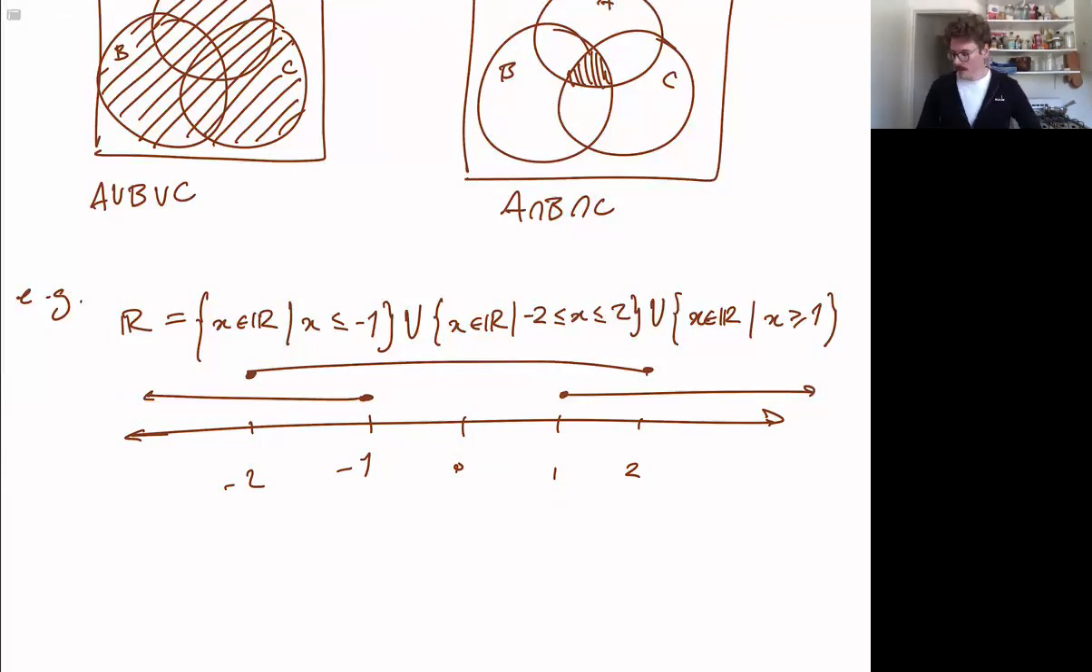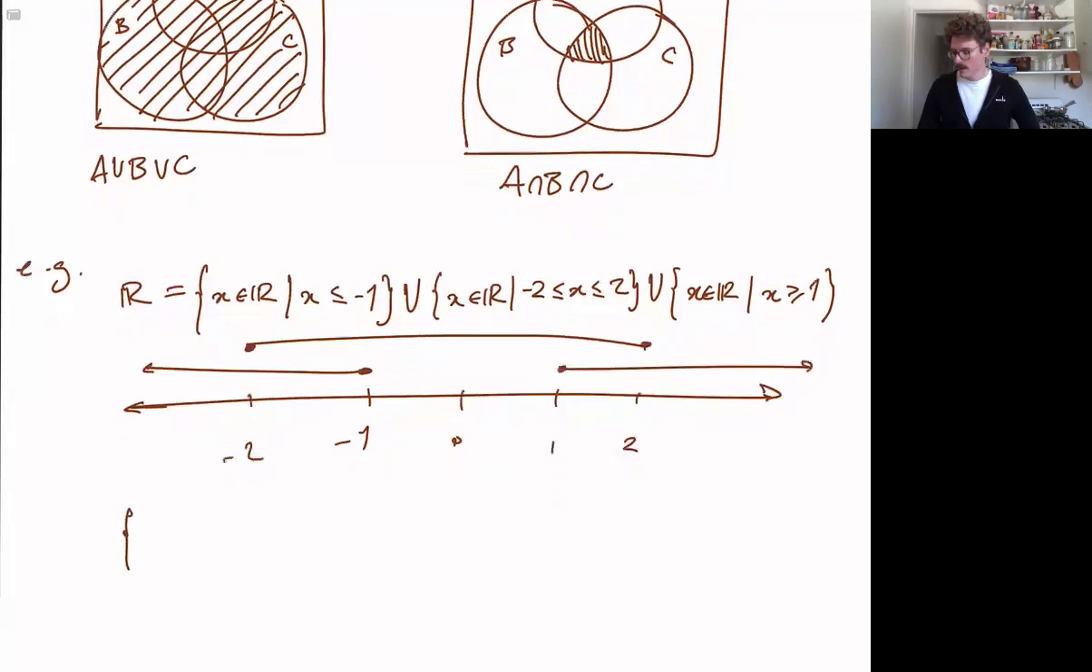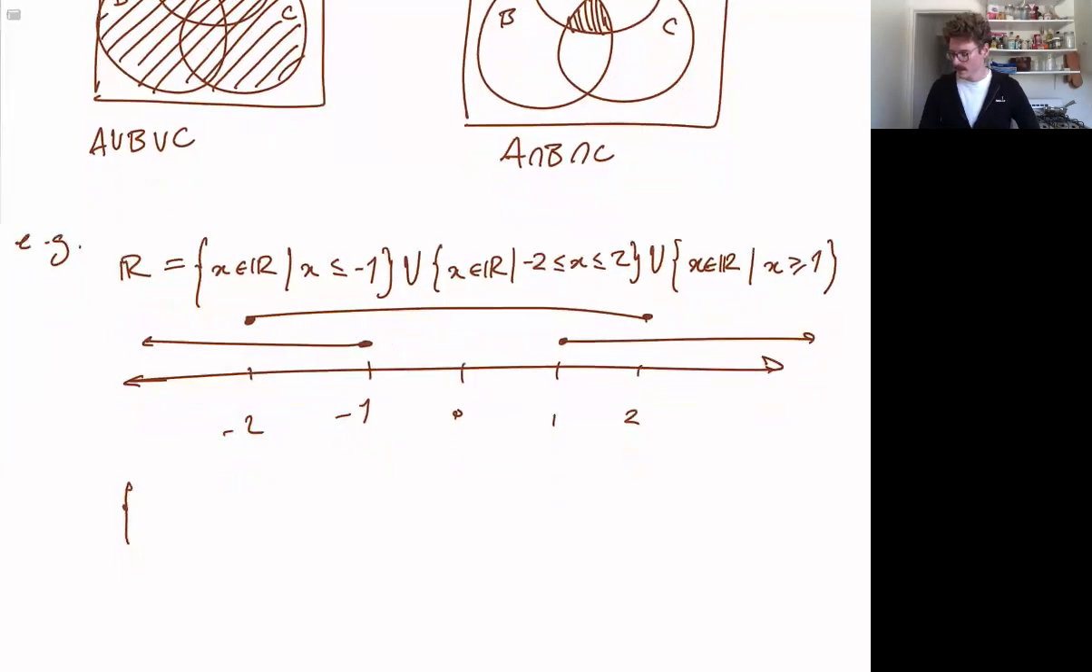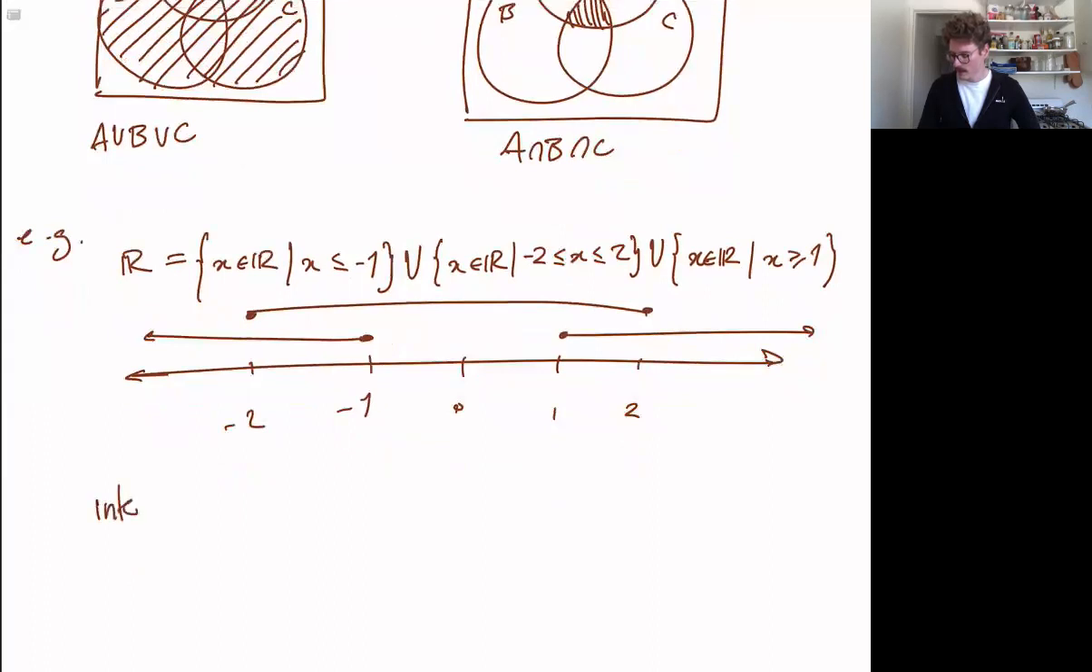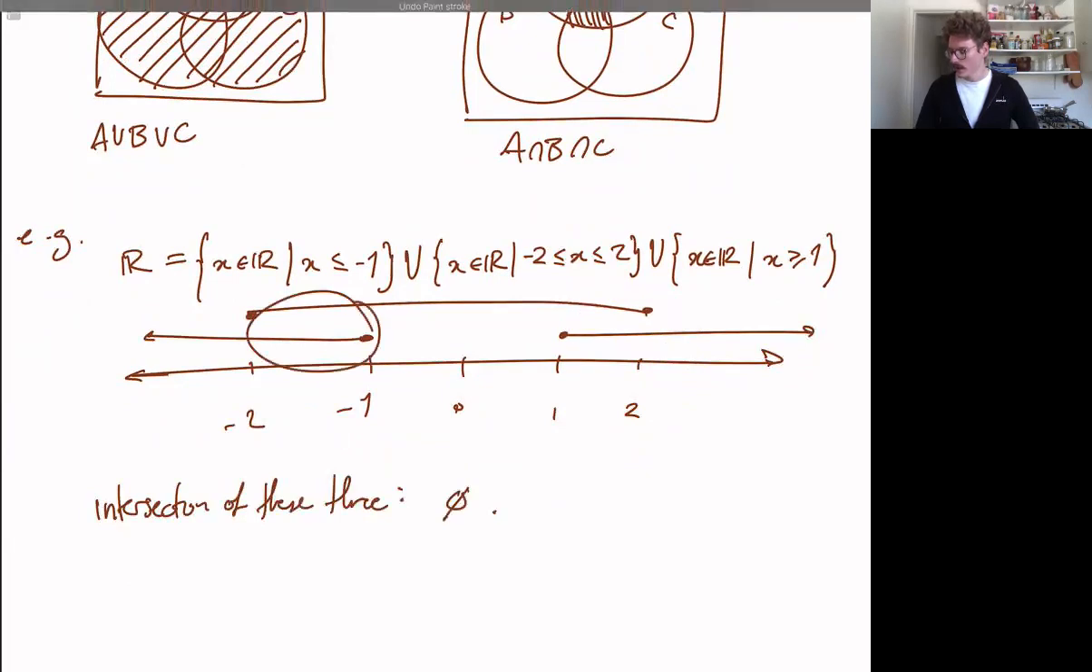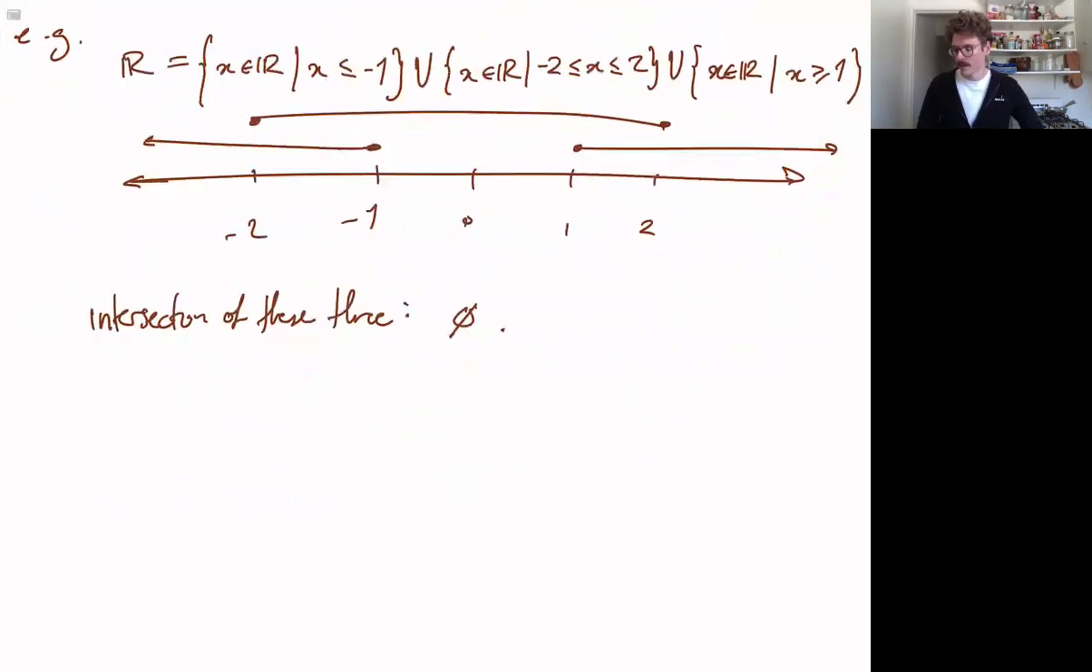On the other hand, if we take the intersection of these 3 sets, so that is the elements that are in all 3 sets, and that is the empty set. Because although you can see that these 2 intersect here and these 2 intersect here, there's no place where all 3 of them intersect at the same time. So the 3-way intersection there is empty.